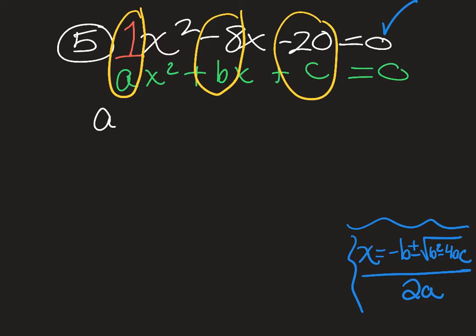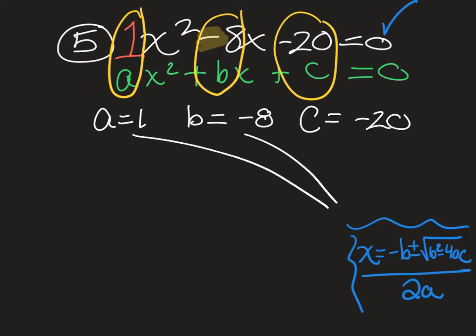So my a is going to equal 1. My b equals a negative 8. See this negative sign? Let me grab the highlighter real quick. See this negative sign right here? We got to take that with us. And then c is going to equal negative 20. And so now I'm going to take all of these things and plug them into my quadratic formula.